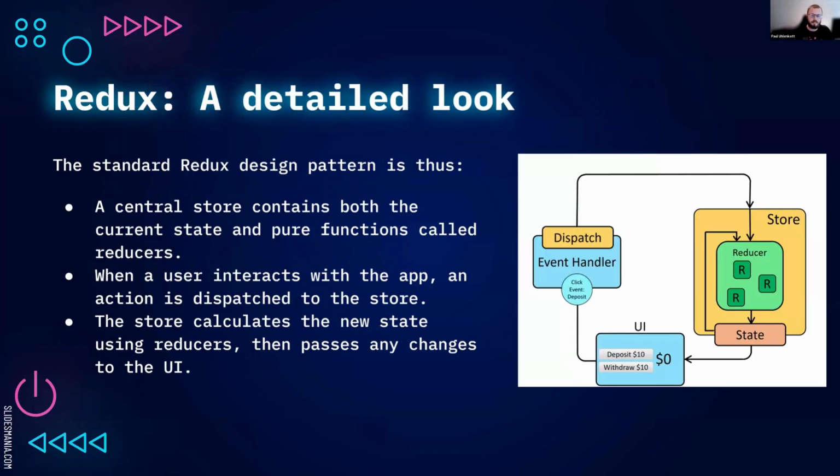So let's take a detailed look at how we can implement Redux into an application. We'll start with a centralized store that has our current state and pure functions known as reducers. Then when a user interacts with our app, we'll dispatch an action to our store and alter our state using the reducers that we defined in the store. Once the new store has been calculated, we'll pass any changes to our UI to then update our components.